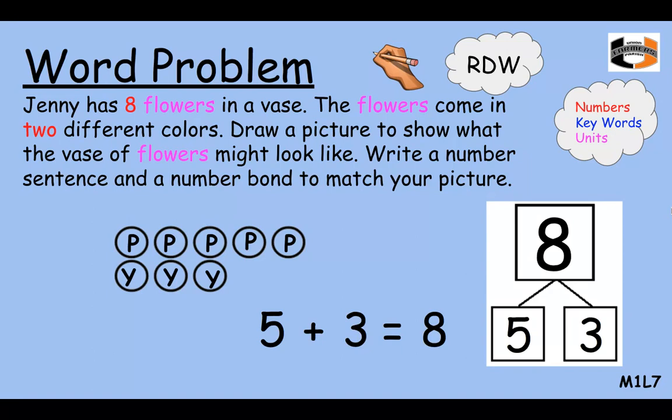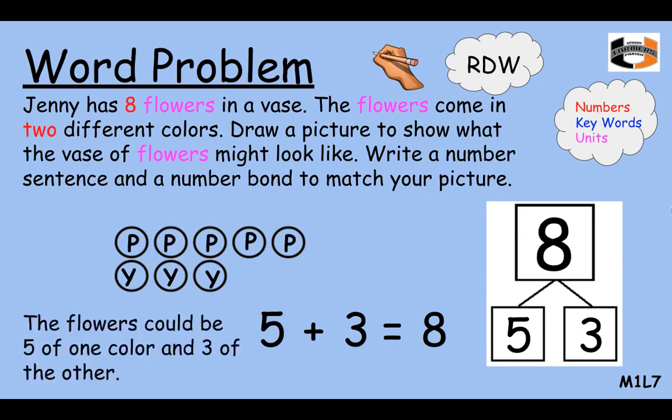What's the last thing we do when solving a word problem? That's right, we write a statement. The flowers could be 5 of one color and 3 of the other color. There are going to be many right answers to this word problem. I bet your vase of flowers is beautiful.